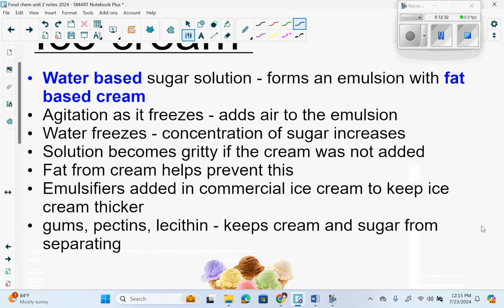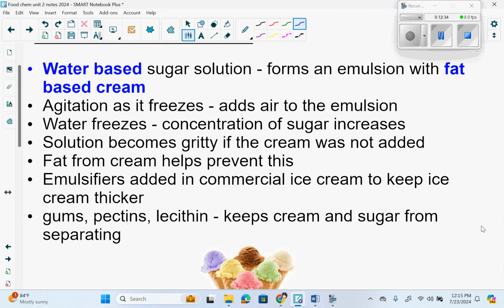All right, ice cream. This is a water-based sugar solution. It forms an emulsion with the fat-based cream. Again, here's the agitation, right? So you have agitation as it freezes. This adds air to the emulsion. The water freezes. The concentration of sugar increases. The solution would become gritty if cream was not added. So cream smooths it out. So the fat from the cream actually helps prevent this.